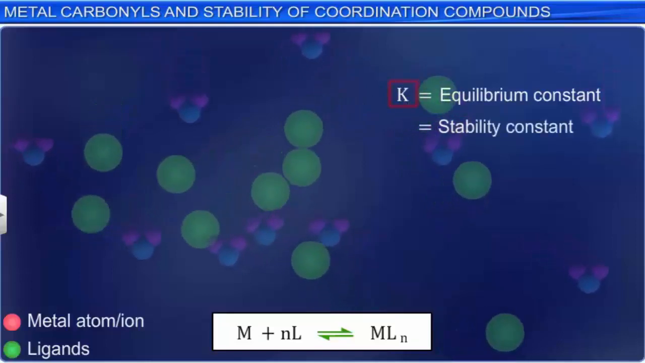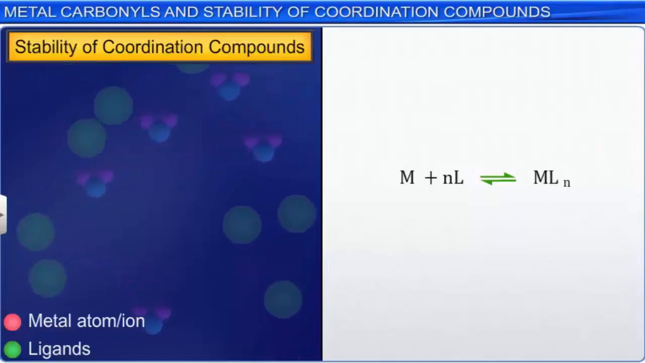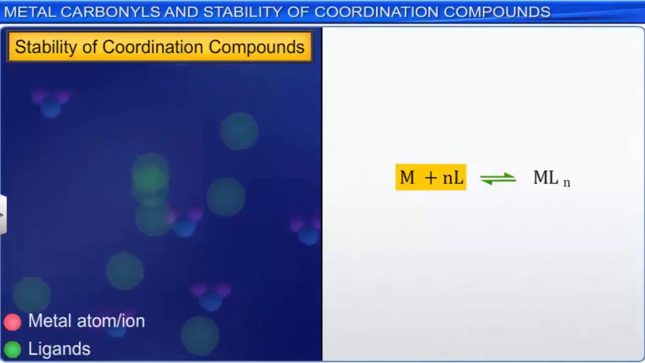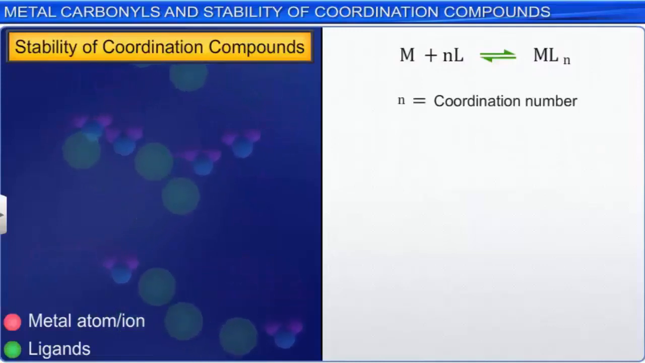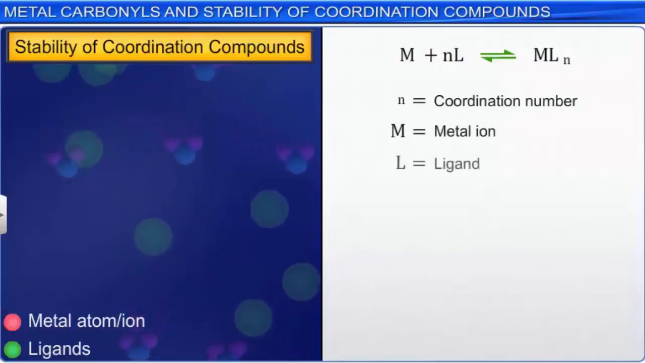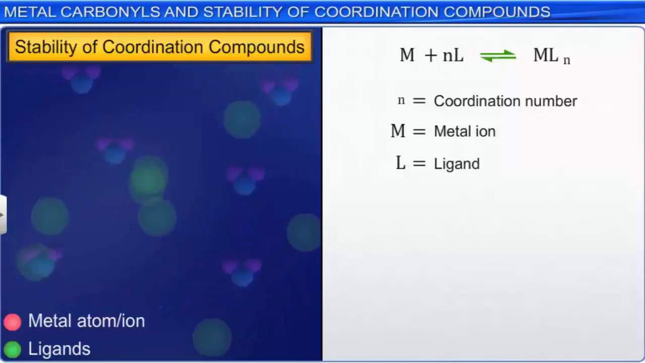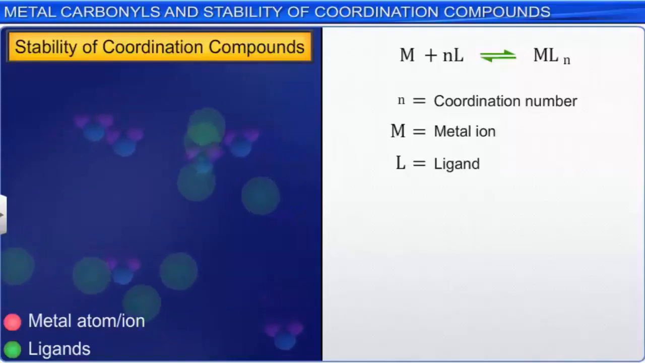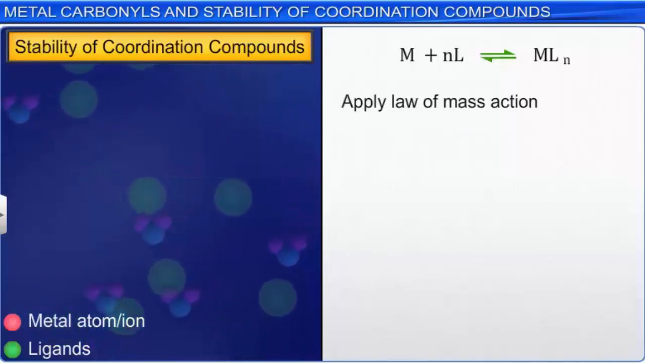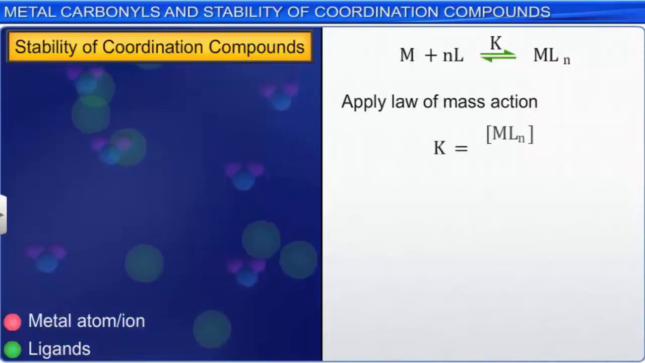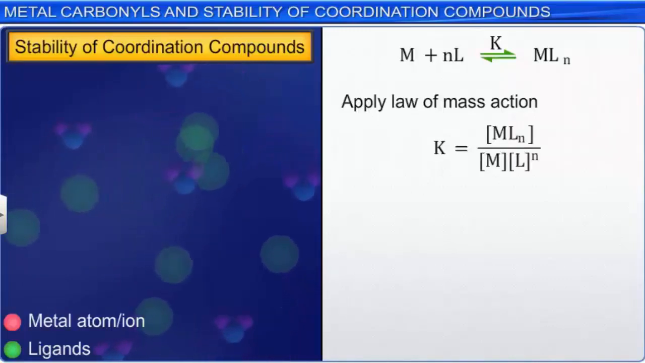The reaction between the metal ion and the ligand may be represented as M plus nL in equilibrium with MLn, where n represents the coordination number of the metal ion M for the ligand L. Note that the charges are omitted for the sake of generality. Now, applying the law of mass action to this equilibrium, we get K is equal to concentration of MLn divided by concentration of M multiplied by L raised to the power n. Here, K is known as the formation equilibrium constant or the stability constant of the complex.